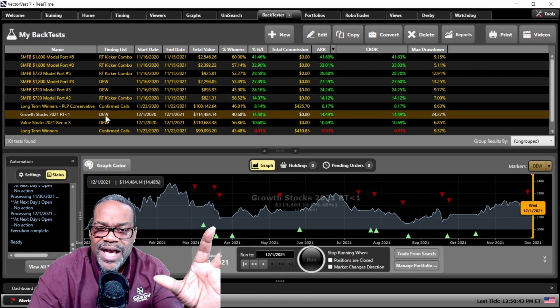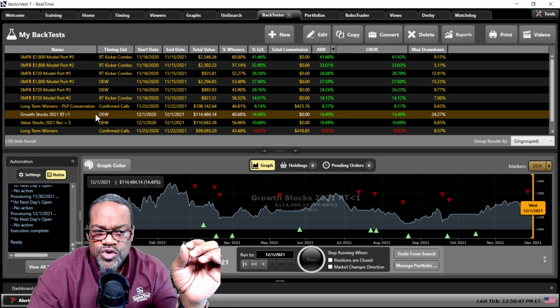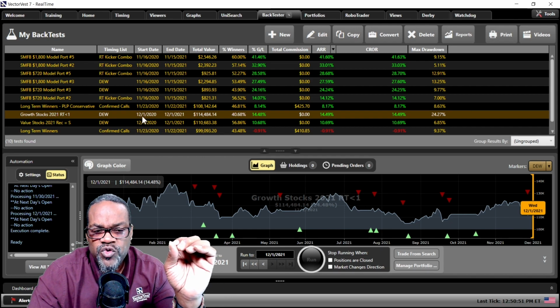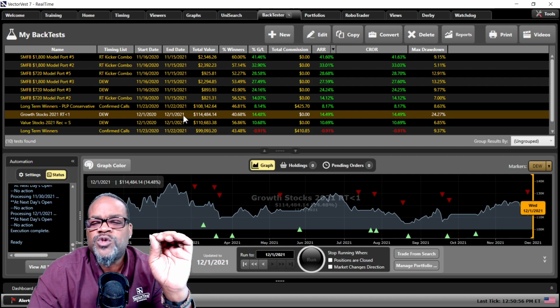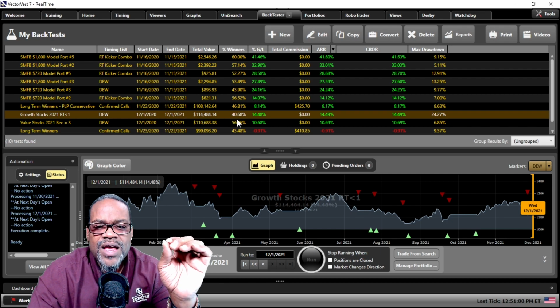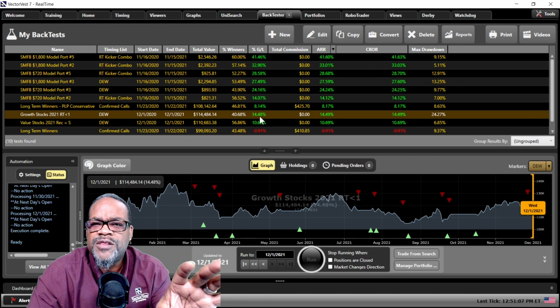We used a market timing signal called the DEW signal. And again, as a VectorVest subscriber, you know what that is. That's a great middle of the road market timing call. Again, from 12-1-20 to 12-1-2021. These portfolios both started out with $100,000. And you'll notice that for the growth stocks, we made 14.5% over the year. That's not bad. But I want you to look at some other analysis.